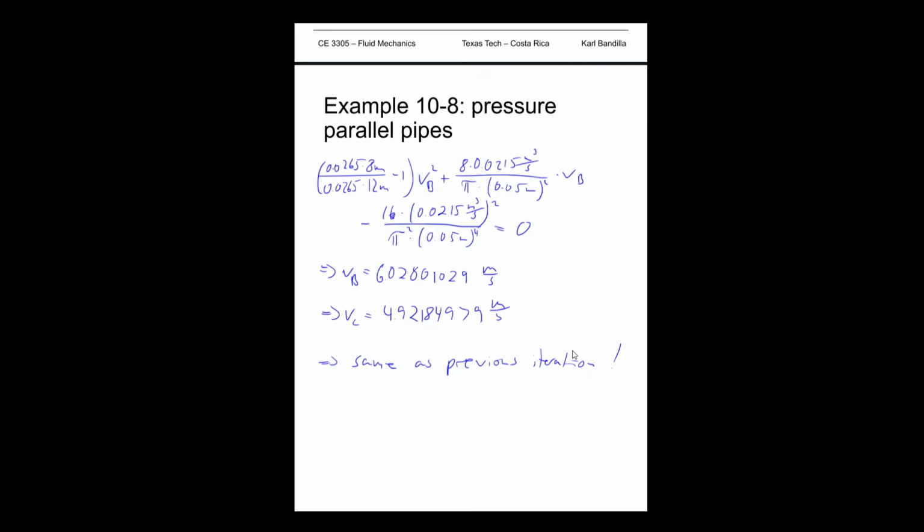So that's officially what we get as our values for the velocities, which now means, now that we've determined what the velocities in both of those pipes are, we can now go ahead and write the energy equation, and then from there get the pressure change. So we can say energy equation.